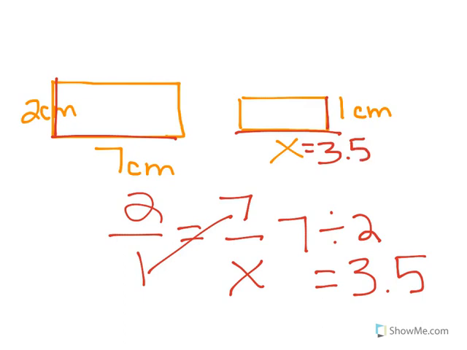Hopefully you were able to look at the two rectangles and see that the smaller one is multiplied by a scale factor of 2. Or vice versa, the larger one was divided by 2 to get the smaller one.